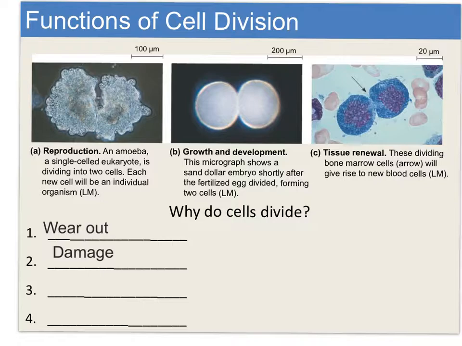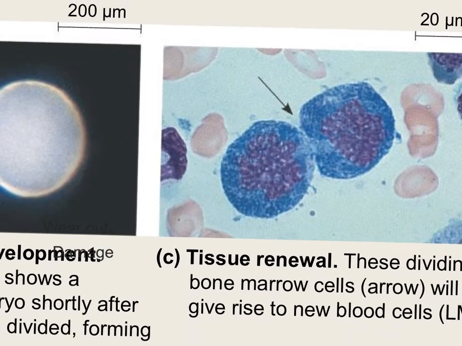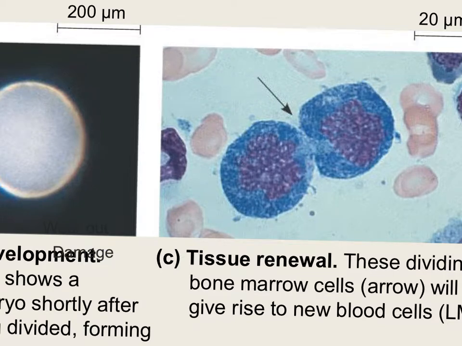Let's see. So these are right here. This is blood cells. The red ones are the red blood cells. And then these are lymphocytes, part of the immune system.